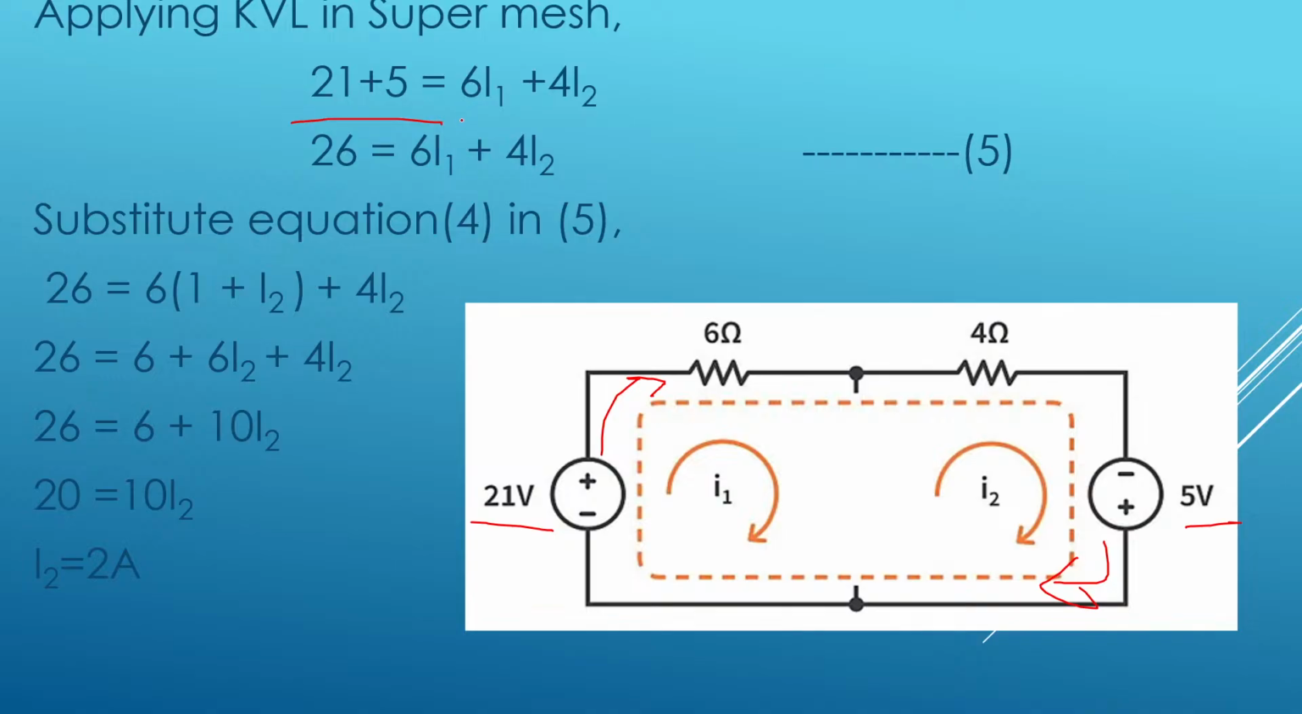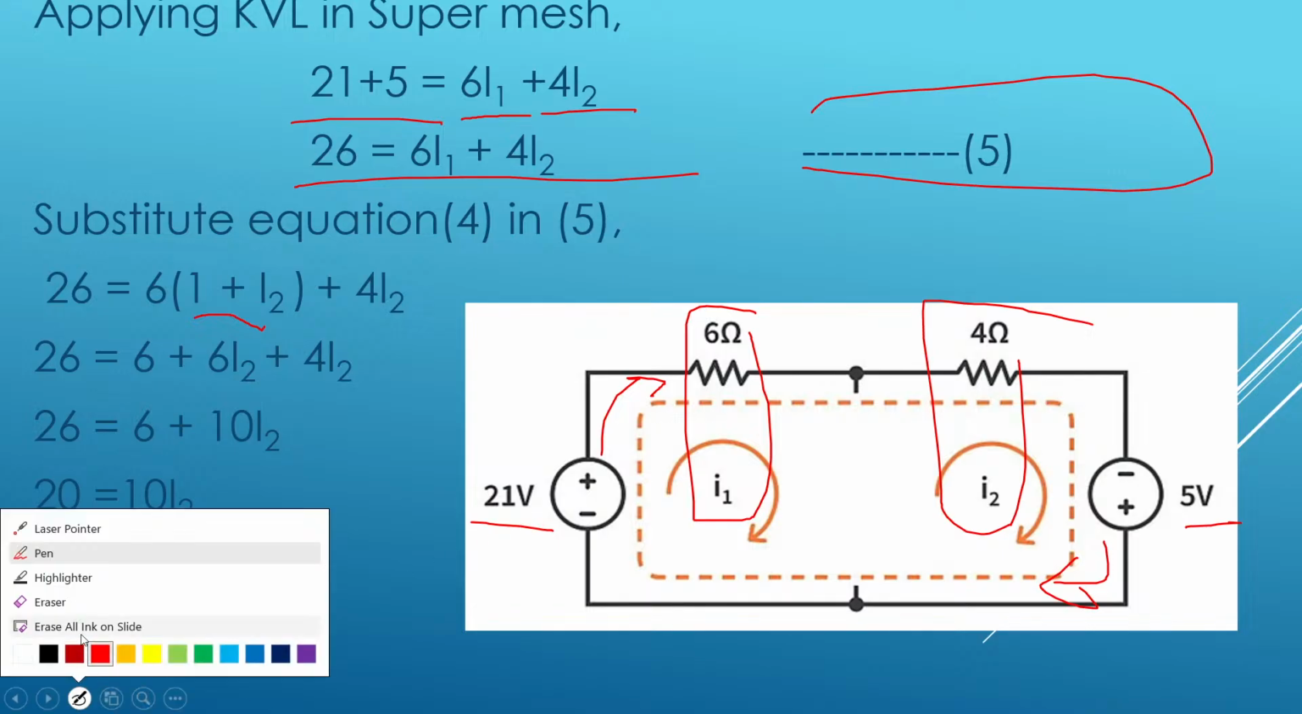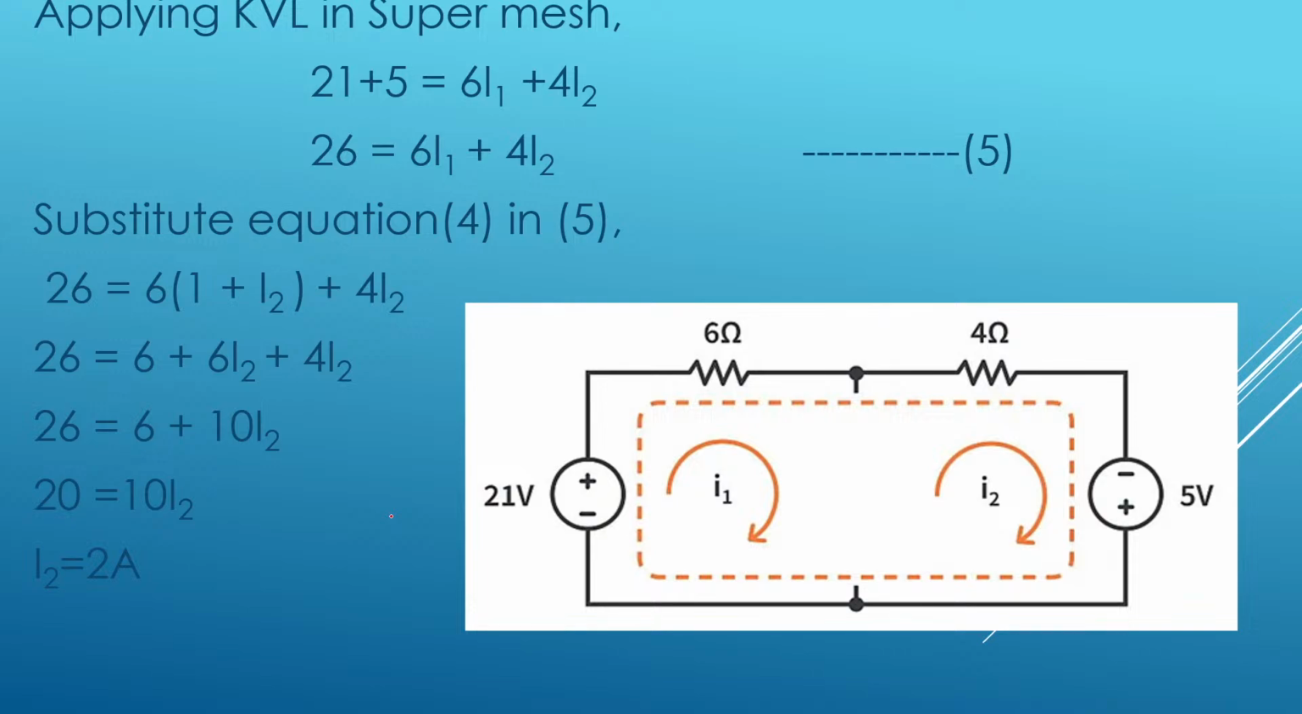21 plus 5 is equal to 6 into I1 plus 4 into I2. Just simplify it and you will get equation 5, that is 26 is equal to 6 I1 plus 4 I2. Now substitute equation 4 in 5 and simplify. You will get the I2 value, that is 2 amperes.